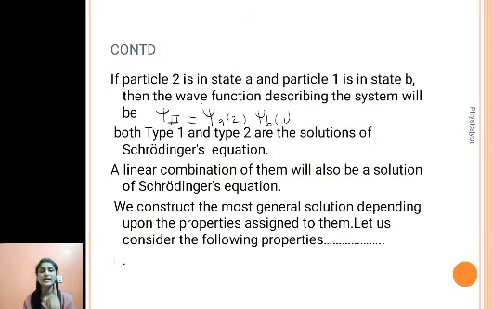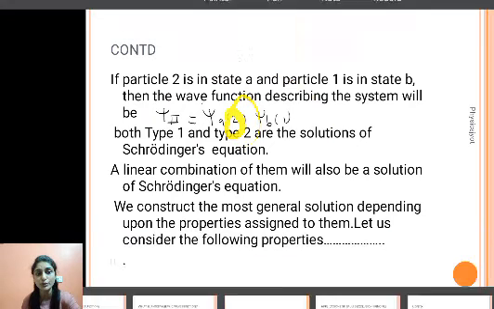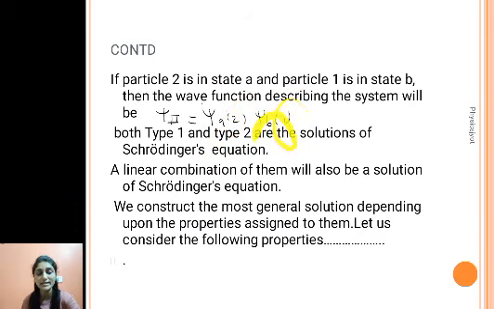Now if particle 2 is in state A and particle 1 is in state B, then I can write this function as psi A2, psi B1. That means my particle 2 is in state A, particle 1 is in state B. So both type 1 and type 2 are the solutions of Schrodinger equation, and a linear combination of them will also be a solution of Schrodinger equation.